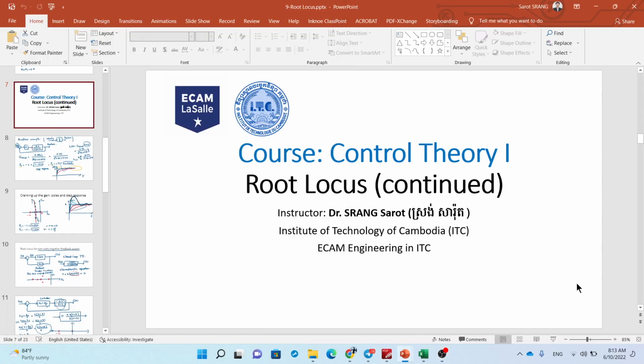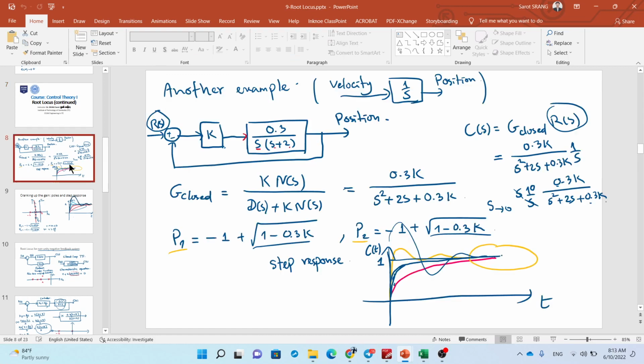Okay, so let's continue our lecture on root locus. I will review a little bit for you. So what is root locus and what is it used for? Root locus is a method to design a controller, specifically the way to find the gain for a controller.